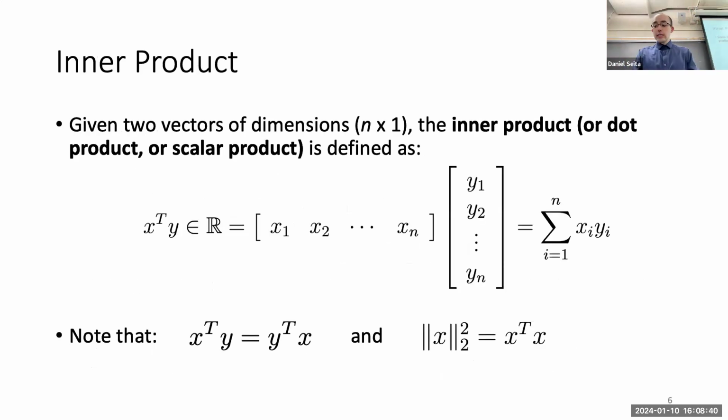All right, inner product. So if you have two vectors and their dimensions are the same, which is pretty important here, then the inner product. Before we move on, question?